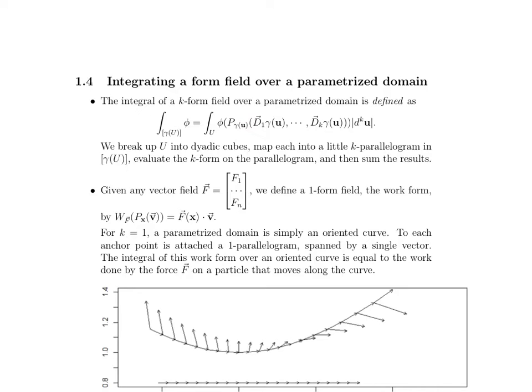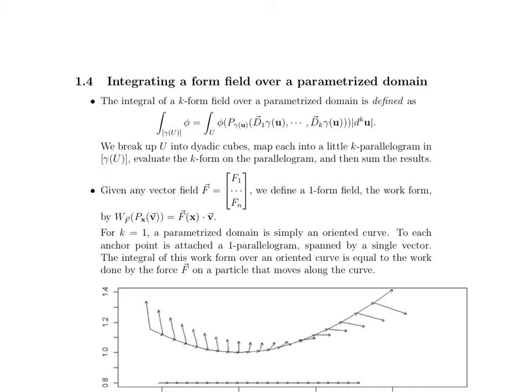So just like you have a choice of how to compute a particular integral, what we're doing here is putting everything in terms of the parameterization. We take that K form and we're actually computing it on a variety of parallelograms anchored at various points over the entire subset U. And then, of course, using the parameterization, we can also find the vectors that span the parallelogram as well. We're basically breaking up U into dyadic cubes. We map each into a little K parallelogram by using gamma of U, and then evaluate the K form on those parallelograms, and then sum the results.